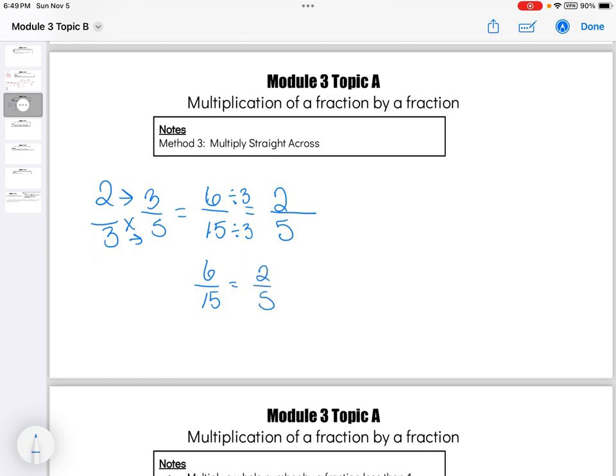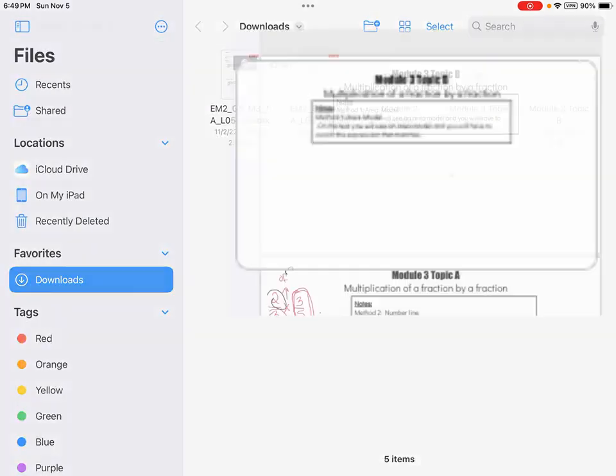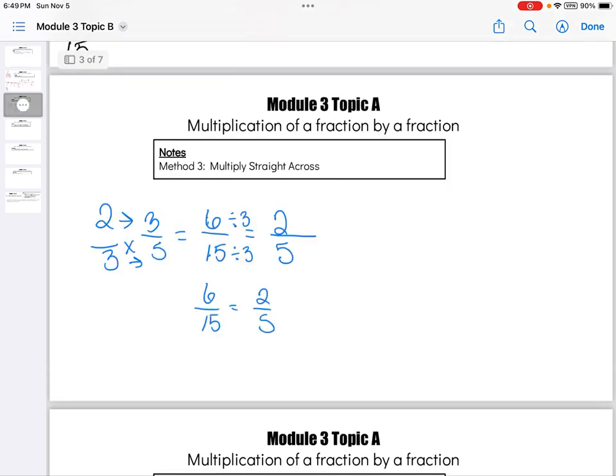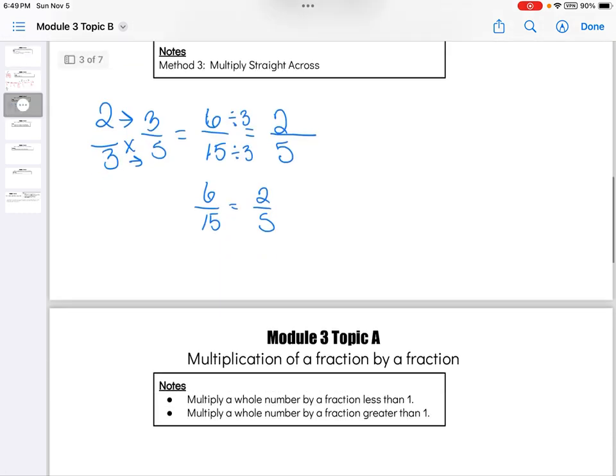Now, each of these is completely acceptable on the test. There's no right or wrong there.